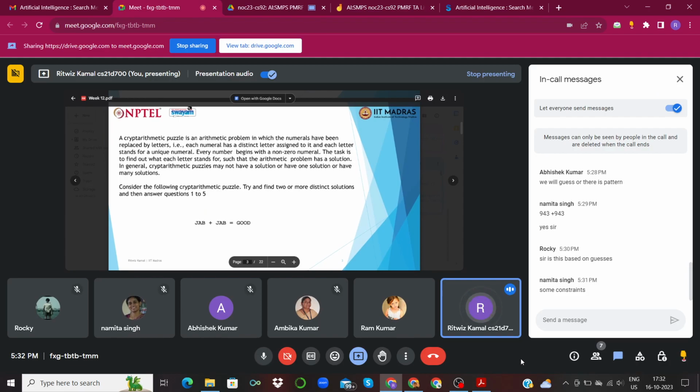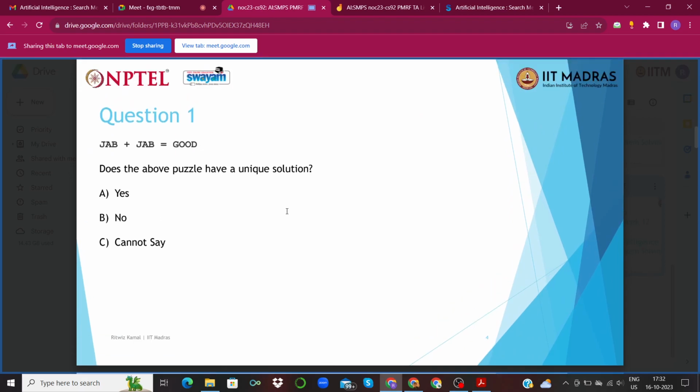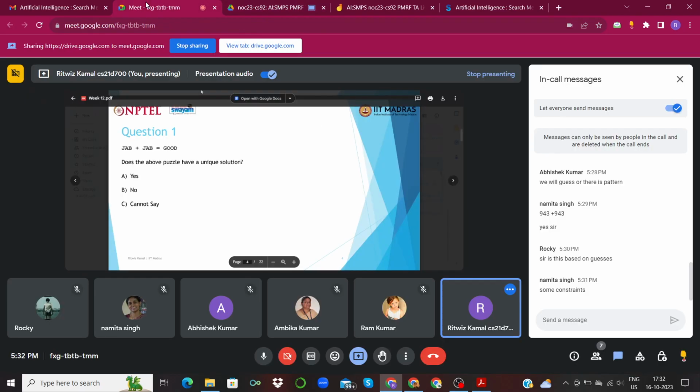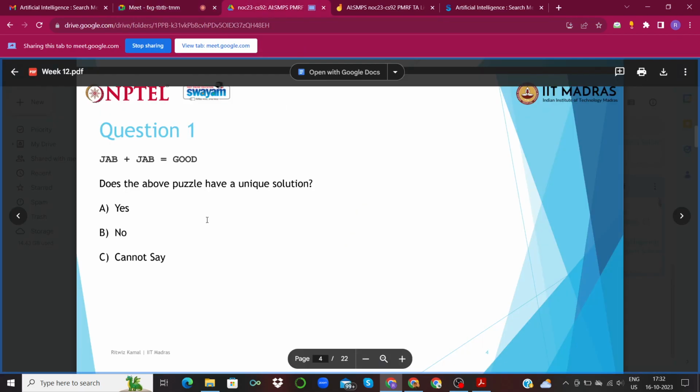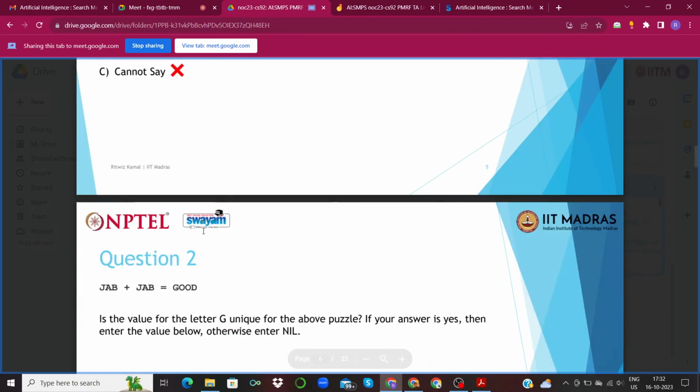Okay, sorry about that. So let's have a look at some of the questions based on these. If you have understood the solution, then these will be pretty straightforward to answer. Does the above puzzle have a unique solution? Yeah, we know that it has three solutions, so definitely it doesn't have a unique solution. So the answer would be no.